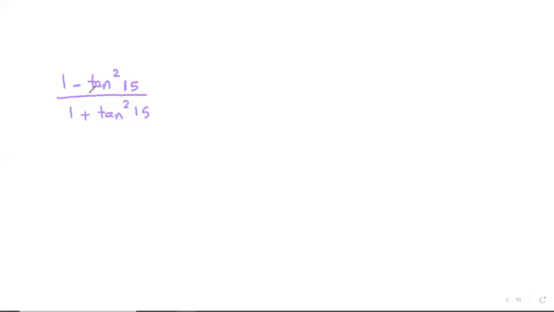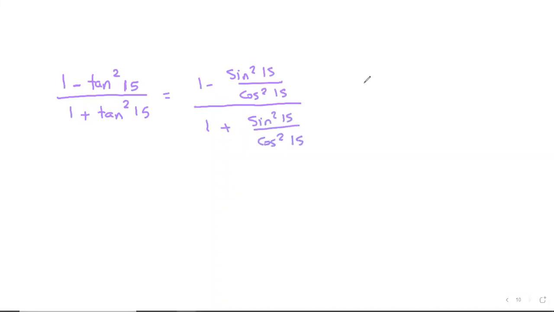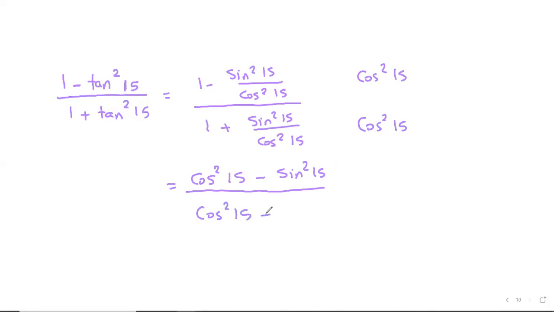Without using the calculator, find the value of 1 minus tan squared 15 over 1 plus tan squared 15. Tan is sine over cosine, so it's 1 minus sine squared 15 over cosine squared 15, over 1 plus sine squared 15 over cosine squared 15. Multiply the top and the bottom by cosine squared 15. After multiplying, it's cosine squared 15 minus sine squared 15 over cosine squared 15 plus sine squared 15.